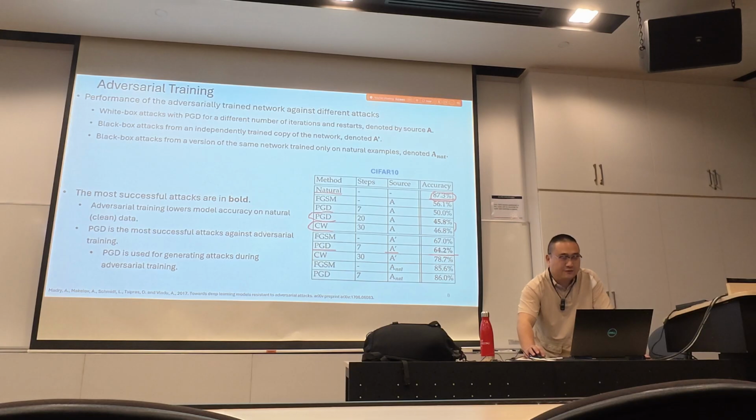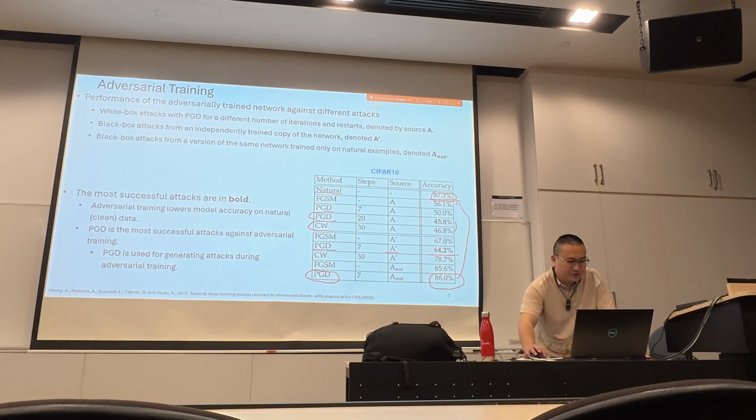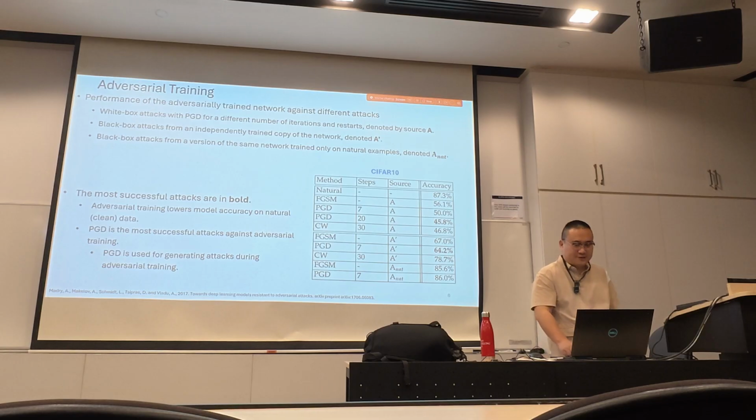However, from the point of view of the attacker, if you only have a standard trained model and you apply PGD, you cannot succeed. The accuracy is still 86, so it's very similar compared to the accuracy on natural images. This shows that using PGD for adversarial training actually achieves overall good robustness against adversarial attacks.